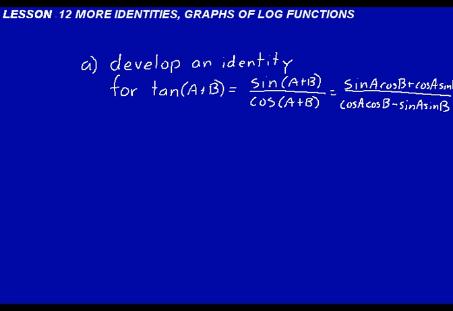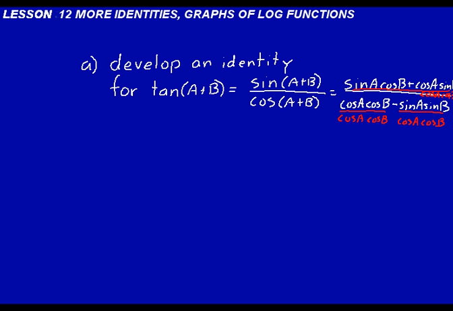Now, to develop this identity further, we want to get it all in terms of tangent if we can. And the accepted way to do this, I mean, there's more than one way we could do this, the standard way to do it is divide every term by the first term in the denominator. So this cosine A, cosine B, we divide everything by that. If we divide everything by it, we're not changing the value of this expression. We're just going to change the way it looks. So that means everything in the numerator is also going to be divided by cosine A, cosine B.